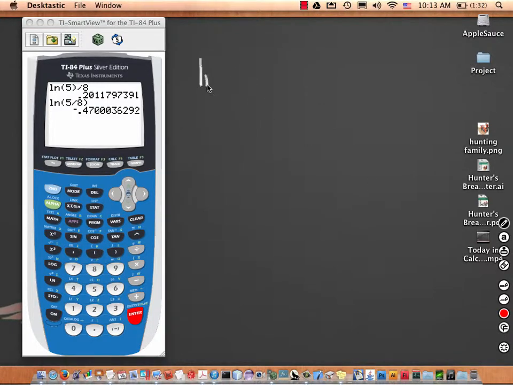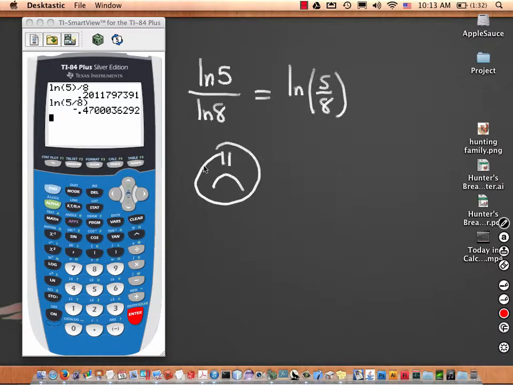Another temptation is that if you have the natural logarithm of 5 divided by the natural logarithm of 8, I don't know how many times I've seen people say, well, that's the natural logarithm of 5/8. A lot of times.